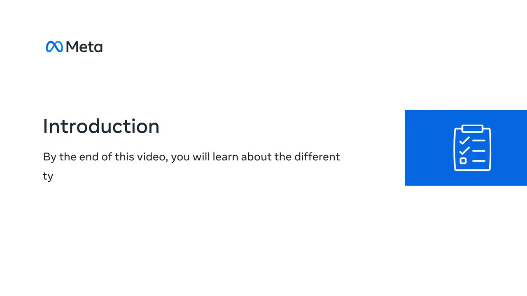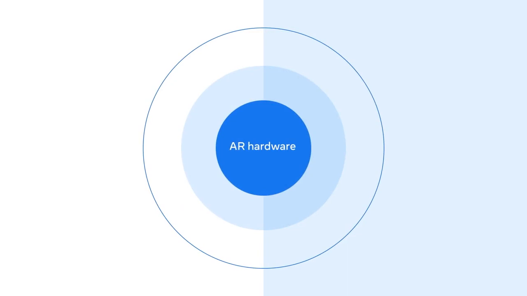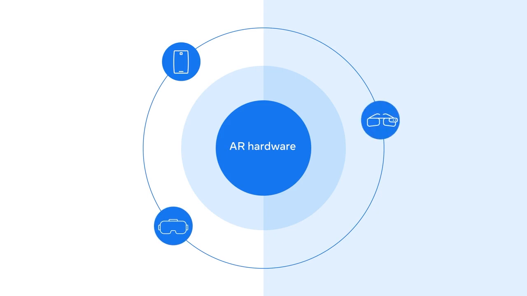By the end of this video, you will learn about the different types of AR hardware and hardware capabilities. AR hardware can come in many forms. The majority of AR is being consumed through a mobile device with a front and back camera. Other devices include VR headsets with pass-through and AR glasses. What can these different types of AR hardware do?